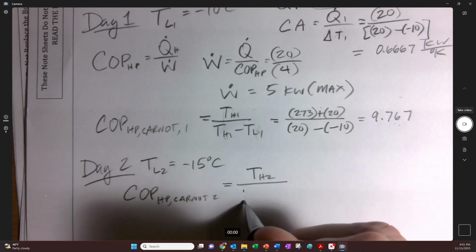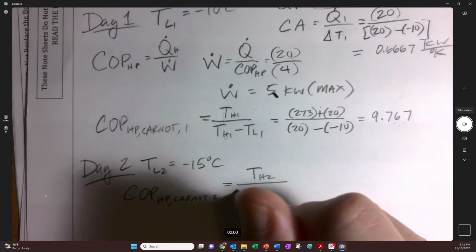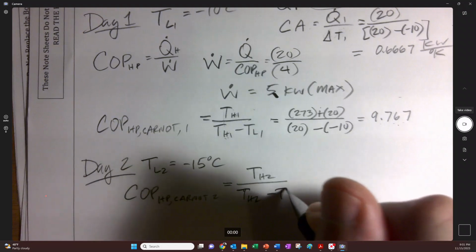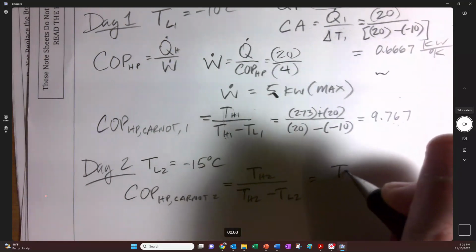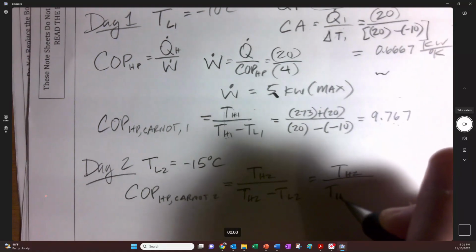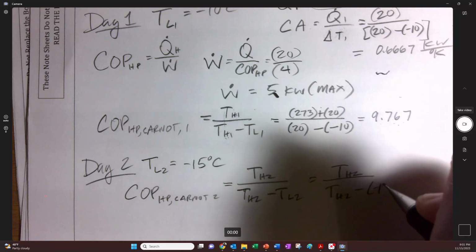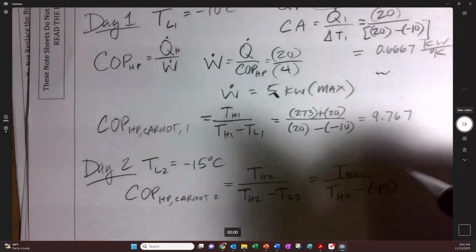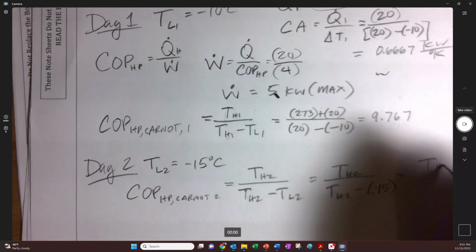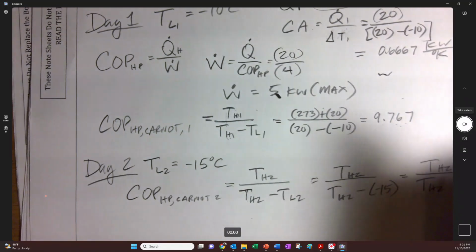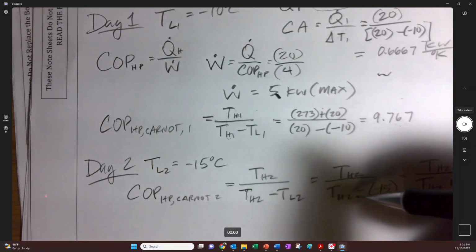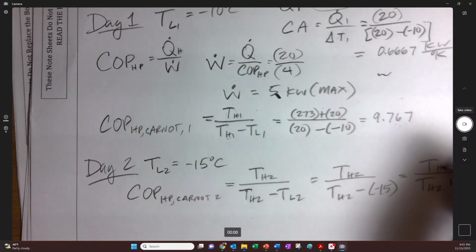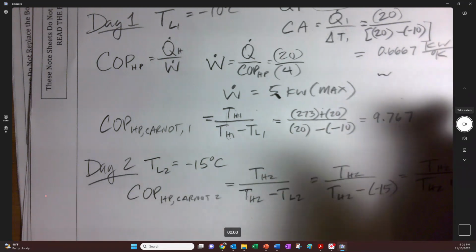TH2 divided by TH2 minus TL2. All right. So TH2 over TH2 minus 15. Or you could just say plus 15. I mean, if we're going to be stupid about it. TH2. Wait. Got to be careful here. We might need to put the 273 in there because we're canceling out right there.